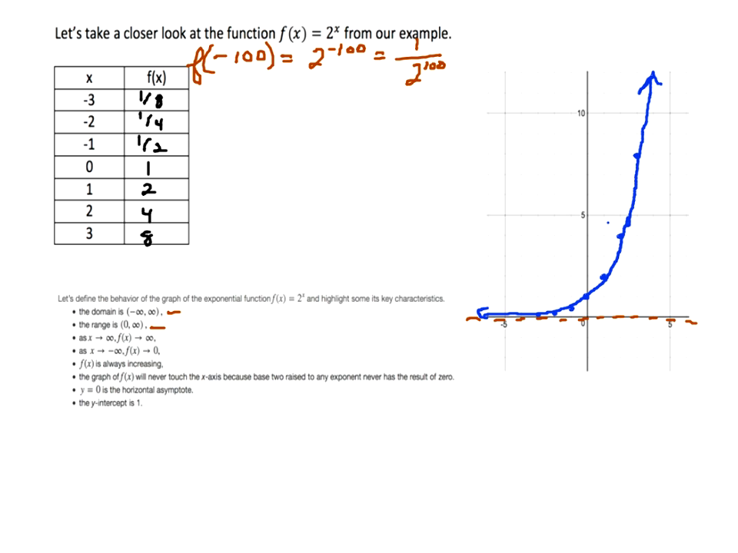F of x is always increasing when it's in this form, and the graph of f of x will never touch the x-axis, and we just talked about why. So we have the horizontal asymptote y equals 0. And here's that important point I told you about. The y-intercept is 1.